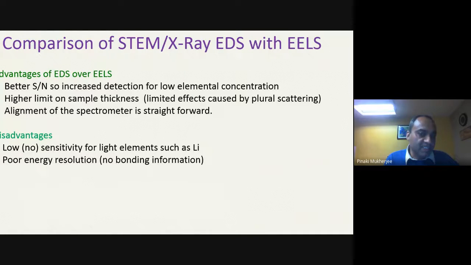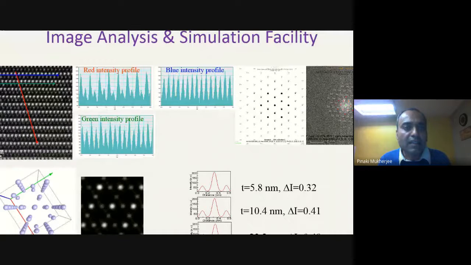The disadvantage of EDS is that it cannot detect elements below oxygen quantitatively very precisely, and the energy resolution is very poor compared to EELS. As I mentioned, EELS has an energy resolution of about 1 eV, whereas the energy resolution in EDS is about 100 eV or so. So the bonding information cannot be obtained from EDS. But if you have STEM, EDS, and EELS, you can have complementary information about your sample from all these three techniques.